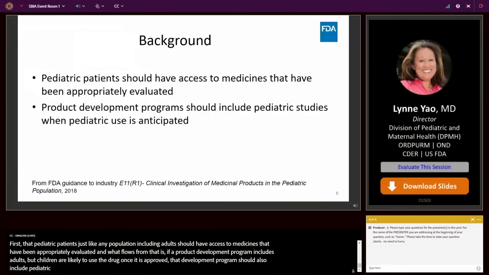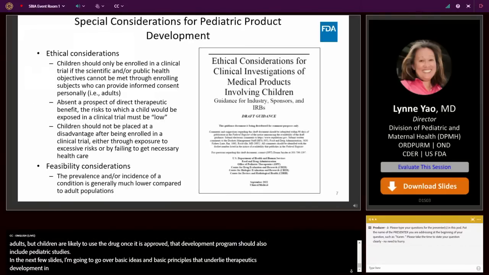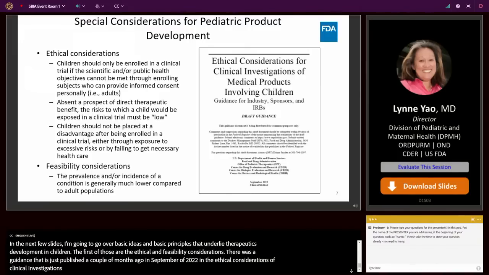In the next few slides, I'm going to go over some basic ideas and basic principles that underlie therapeutics development in children. The first of those are the ethical and feasibility considerations. There was a guidance that was just published a couple months ago in September of 2022 on the ethical considerations of clinical investigations of medicinal products or medical products involving children.